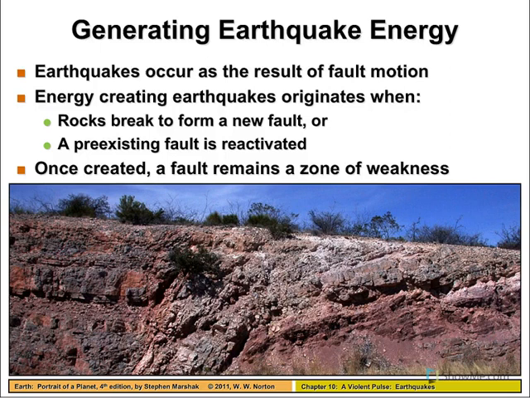So where does all this energy come from to make an earthquake happen? Well, we know that earthquakes are happening due to fault motion. When you have rock literally rubbing on rock, that's going to generate friction. So we're going to release that seismic energy as those faults are moving and slipping.